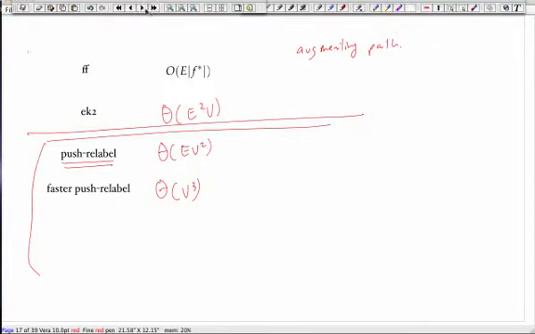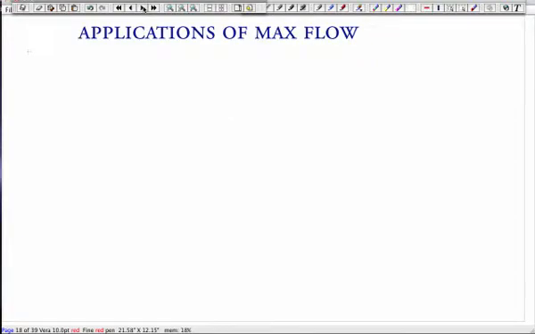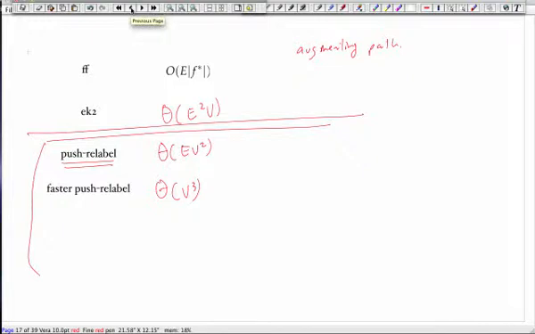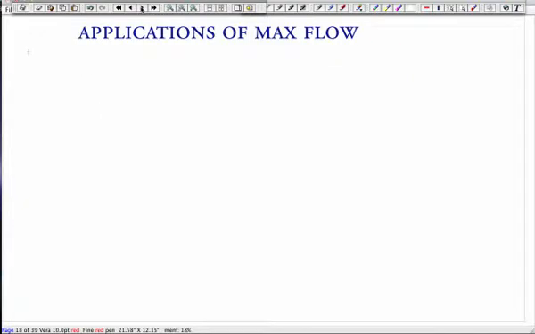Okay. Very good. So, applications of the max flow. This is why I think this algorithm is really critical. You can reduce a lot of interesting problems, as you'll see in all of the homework problems and the ones I present today, to this problem of max flow.